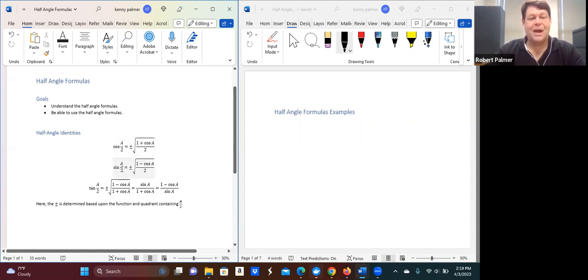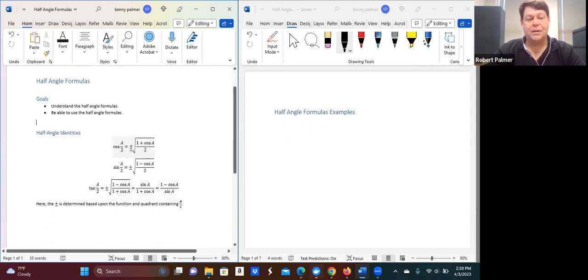The cosine and sine of A over 2 are both very similar. The only difference is that for the cosine, you have 1 plus cosine at the top, and for the sine it's 1 minus cosine. So make sure you're really careful which one you use. And then we also have an expression for the tangent. Actually, you can get this expression for the tangent by dividing. Of course, tangent of any angle is sine over cosine. So if you divide the sine expression by the cosine expression, you get this expression here.